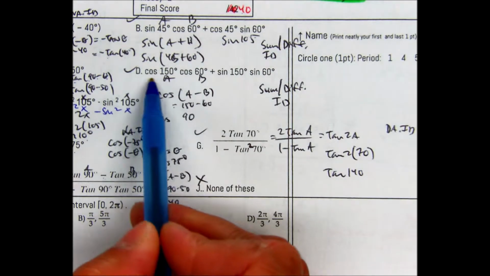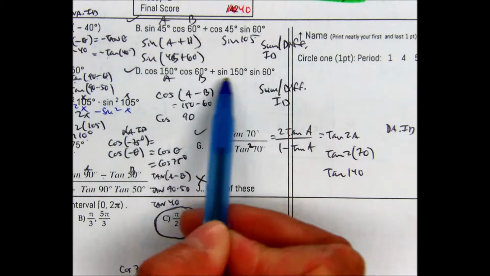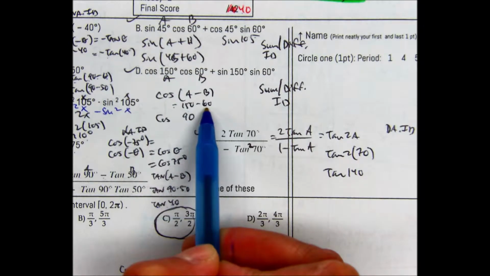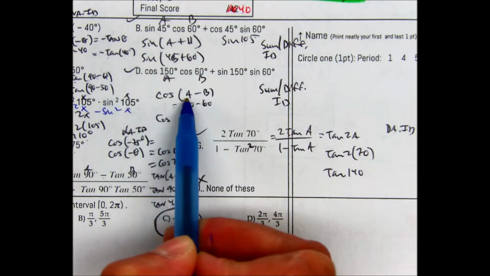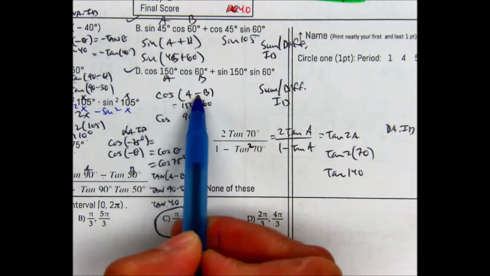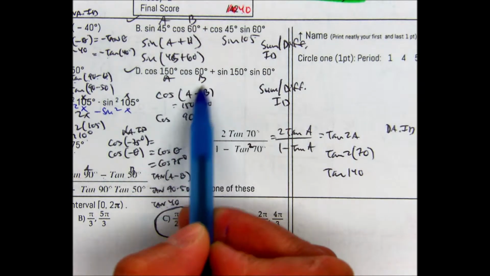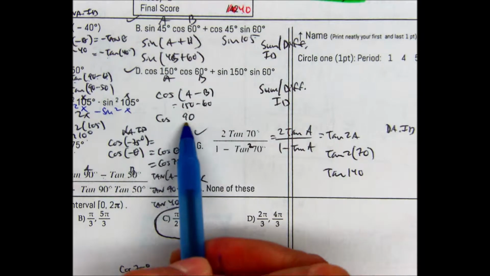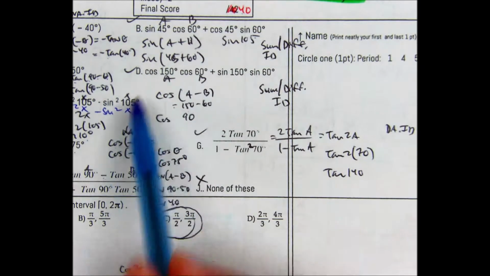D, you have cos, cos, sine, sine, and the opposite sign. So your A value is 150. Your B value is 60. Remember, for cosine, you are changing the sign. So 150 minus 60 is 90. Cosine of 90 is your answer. That would be choice D.